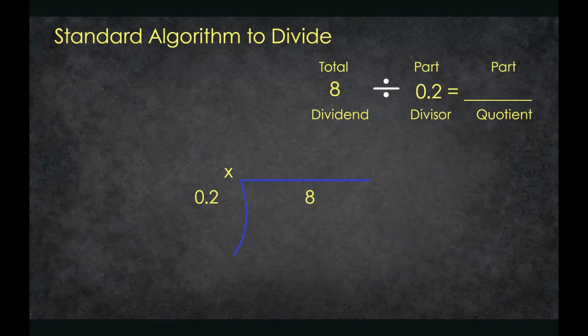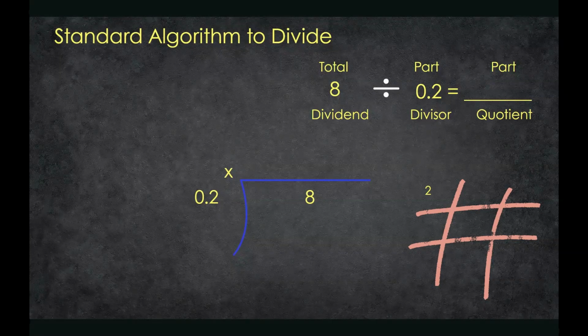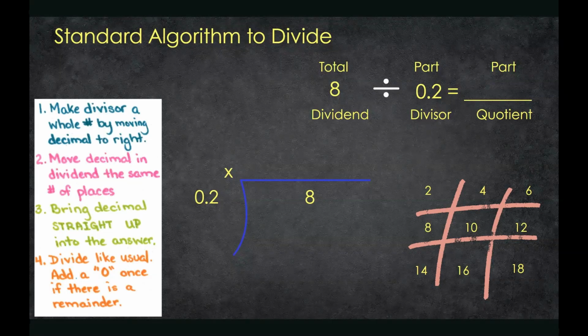So we're going to set up our problem. 8 goes in the bracket, 2/10 goes on the outside. Now here's where it changes. We do not want a decimal in our divisor. So we need to make the divisor a whole number by moving or shifting the decimal to the right. So we're going to shift it over one place value to the right. Instead of 2/10 now, it's going to become a 2.